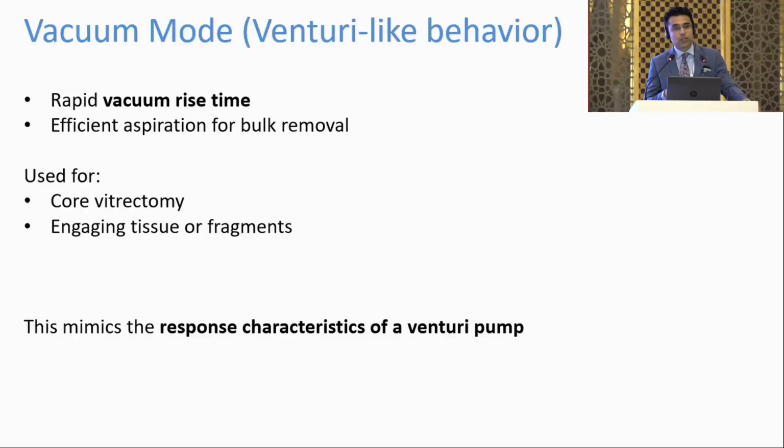As against that, when you shift to a vacuum mode in the machine, you will have a rapid vacuum rise time. This is effective for bulk removal of vitreous. So I would say for core vitrectomy, it is a good mode to work on. And this can also be used to engage tissues or fragments, say, a dropped nucleus. So this would mimic the response characteristics of a venturi pump.